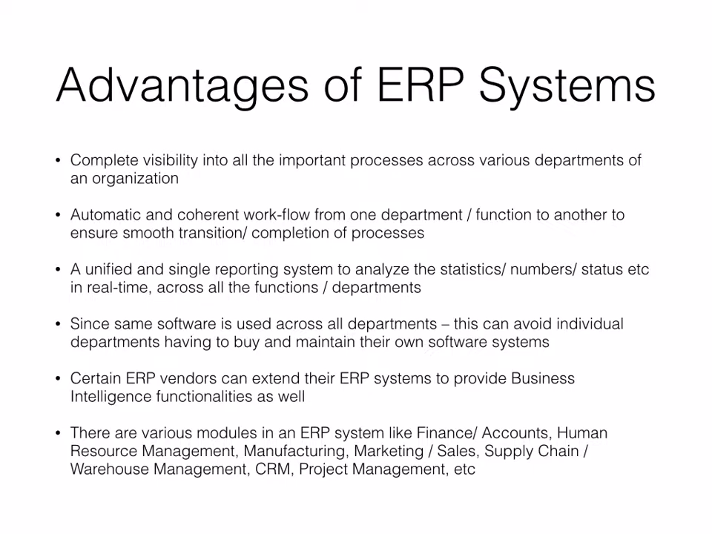So, like I've alluded to before, there are various modules or applications in an enterprise resource planning system: finance, accounting, human resource management, manufacturing, marketing, sales, supply chain, warehouse management, CRM, customer relationship management, project management, you name it. There are hundreds of different applications that exist under the auspices of an enterprise resource planning system. These are just a few listed here.